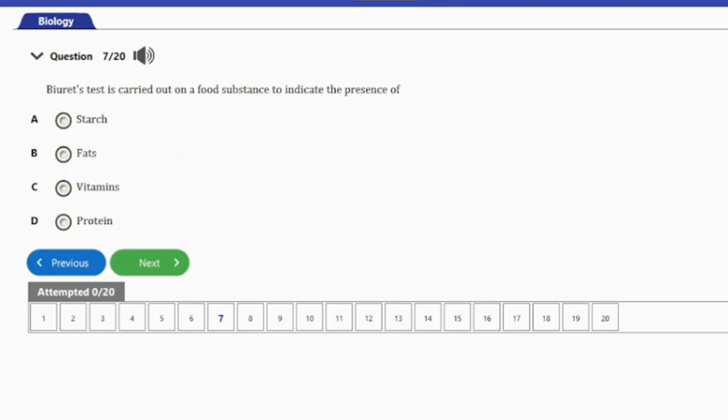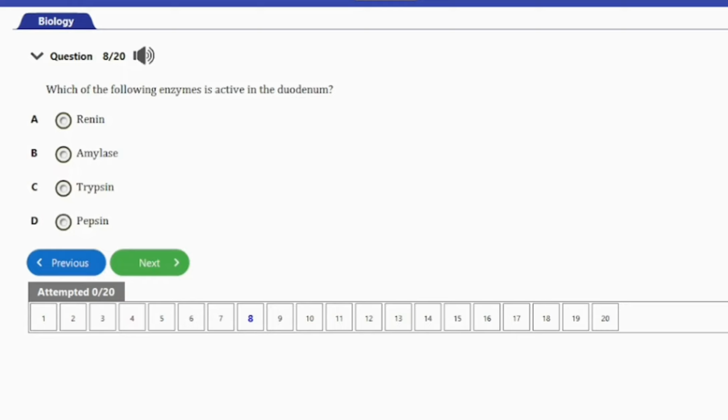It says Barfoed's test is carried out on a food substance to indicate the presence of A, starch, B, fat, C, vitamins, D, protein. So guys, Barfoed's test is usually used to test for proteins, and that's option D here. So let's go ahead and consider the next question. That's question number 8 here.